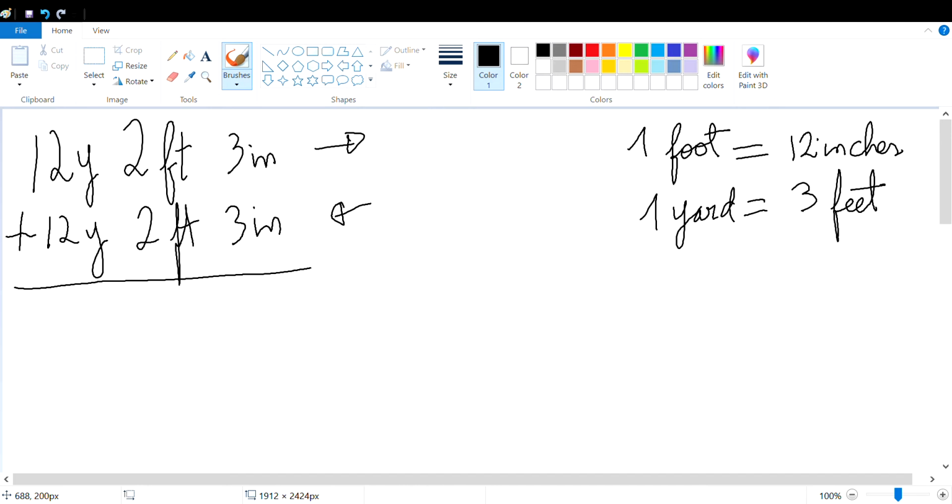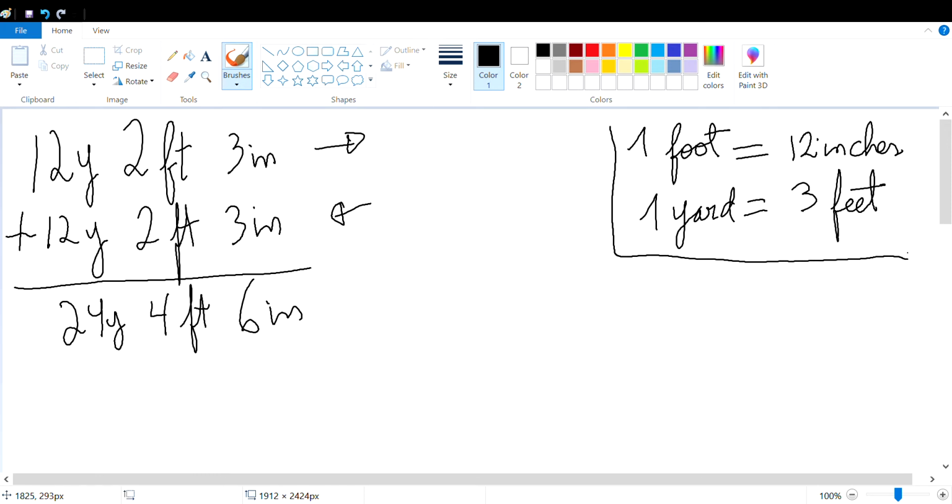3 inches plus 3 inches, 6 inches. 2 feet plus 2 feet, 4 feet. 12 yards plus 12 yards, 24 yards. Okay, until here we are okay. Now we need to pay attention to our converter chart where it says 1 foot is 12 inches and 1 yard is 3 feet.